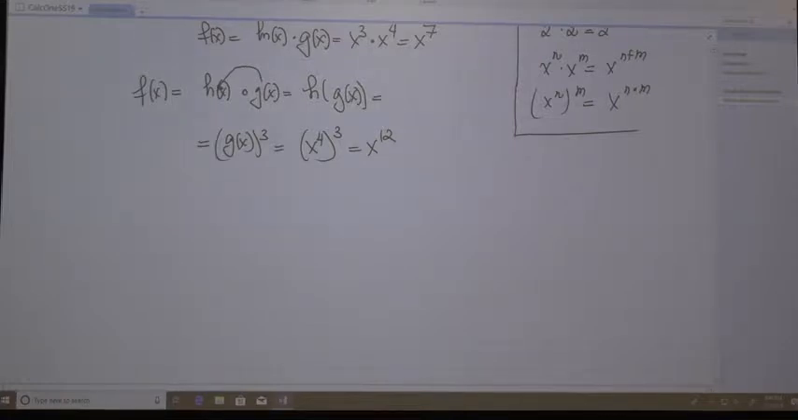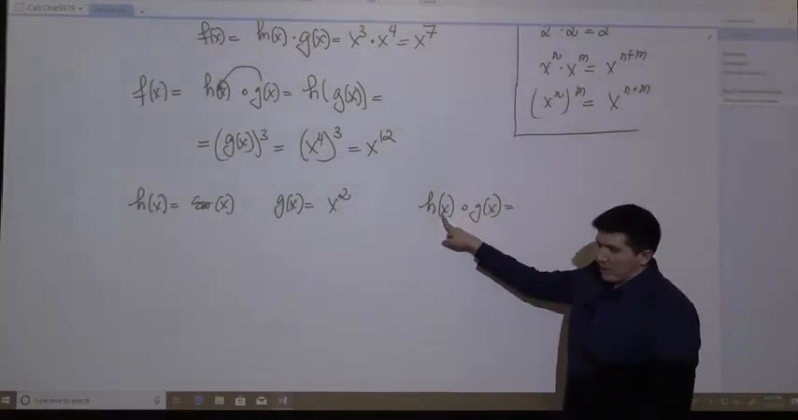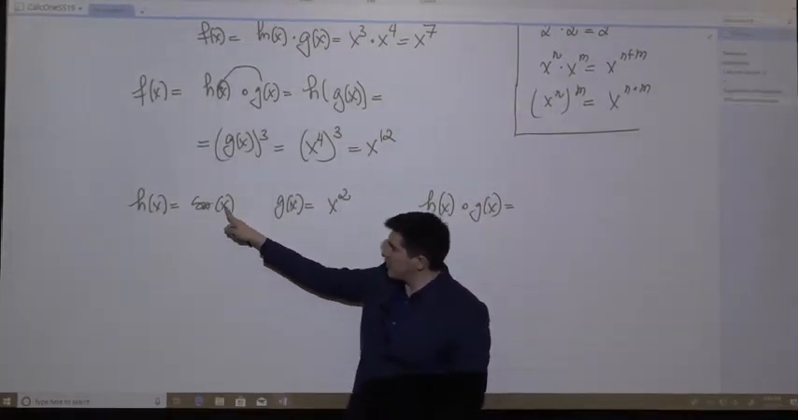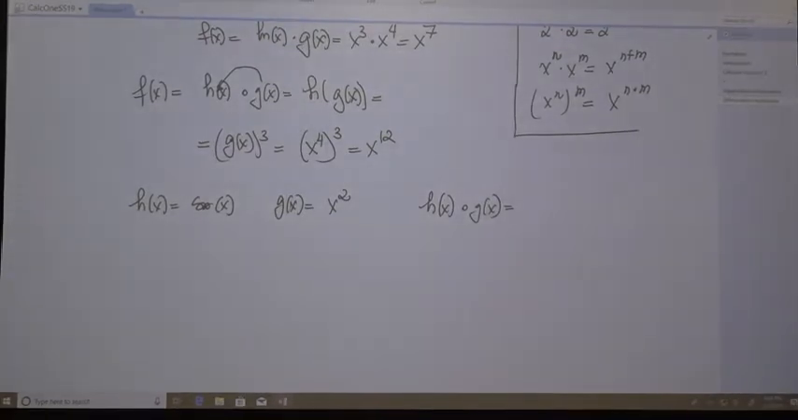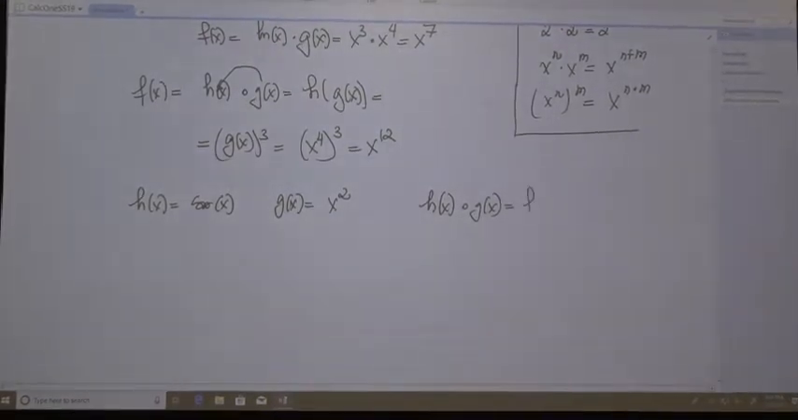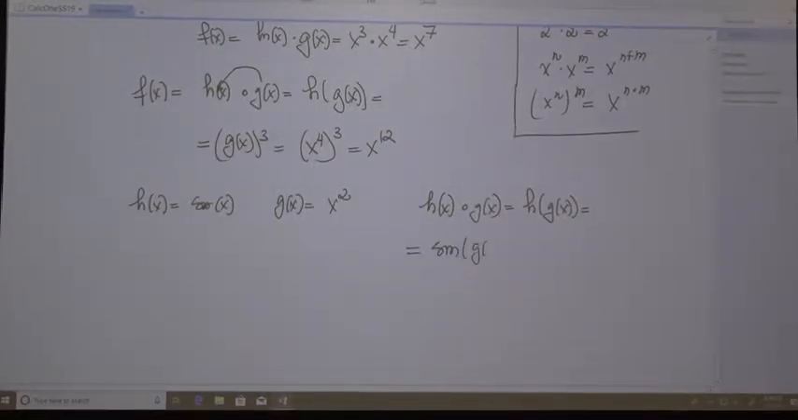So let's say h of x is equal to sine of x, and g of x is equal to x squared. What is the composite of h and g? Instead of this x here, we need to substitute g of x. So it will be sine of g of x. Then if you substitute g of x with x squared, it will be sine of x squared. So h of g of x is equal to sine of g of x, which is equal to sine of x squared.